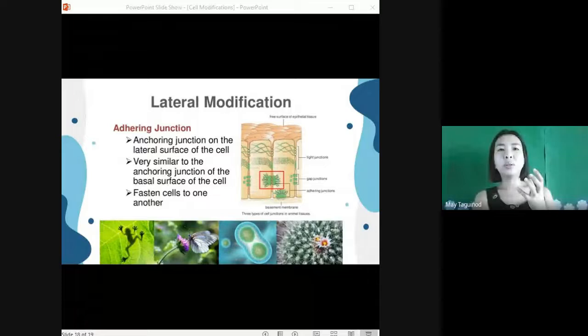Catenins are connected to actin filaments. A catenin is any of a class of proteins that have a role in cell adhesion.